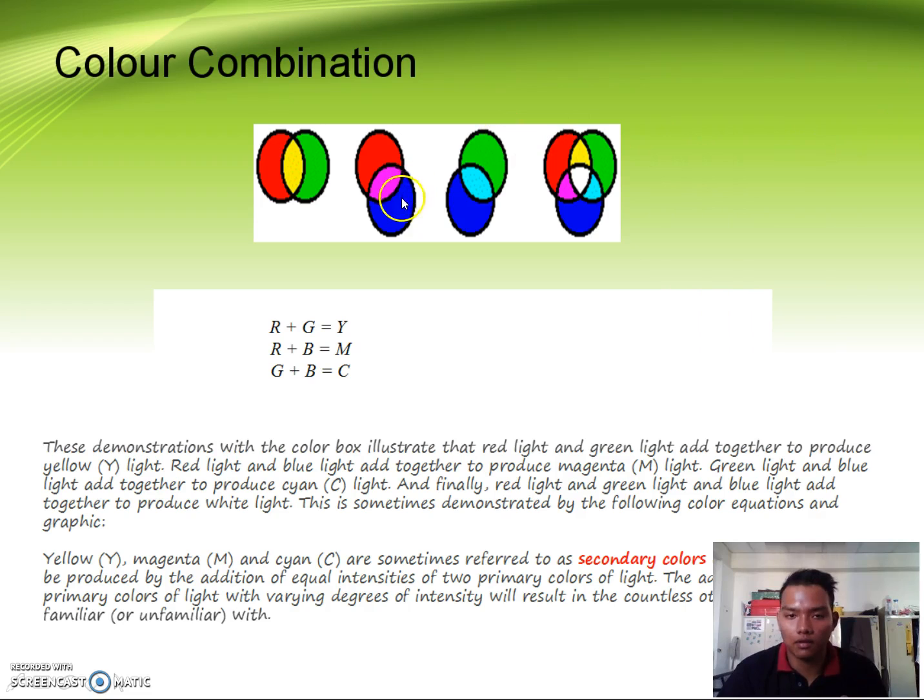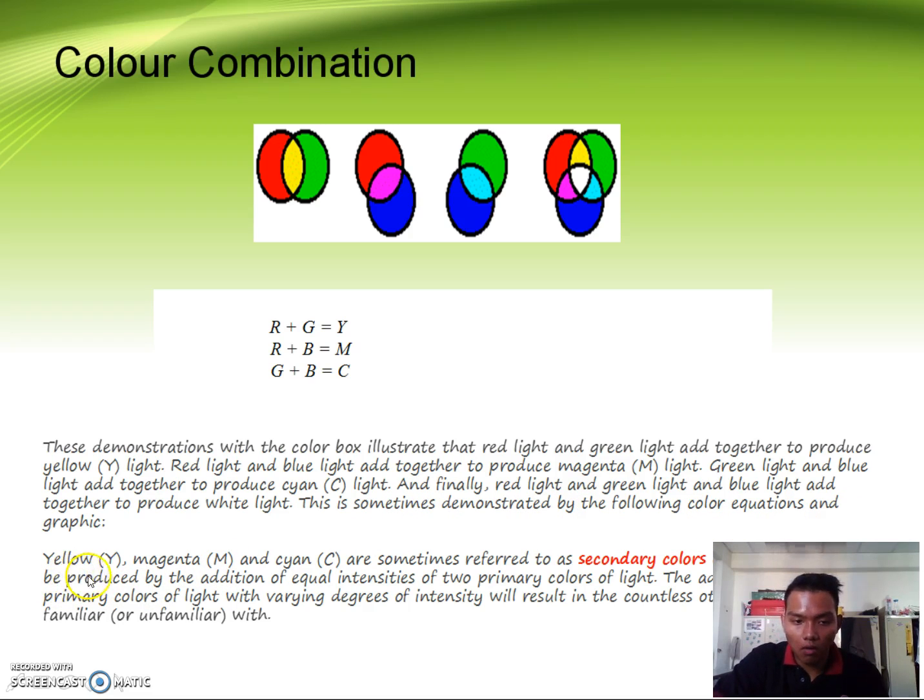Next, color combination. As you see in the diagram, R plus G equals Y, R plus B equals M, G plus B equals C. This demonstrates, with the color box, that red light and green light add together to produce yellow light. The red and blue light add together to produce magenta light. Green light and blue light add to produce cyan light. And finally, red, green, and blue add together to produce white light. This is sometimes demonstrated by the following color equation and graphic.